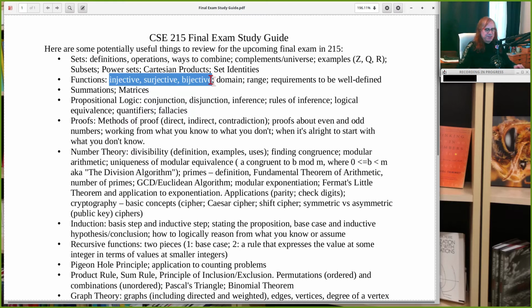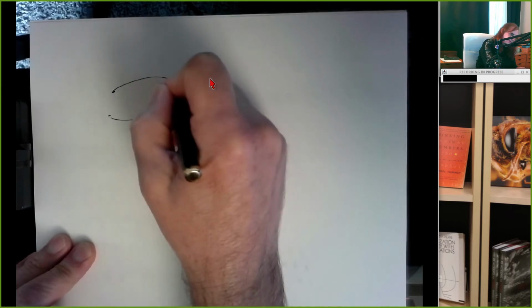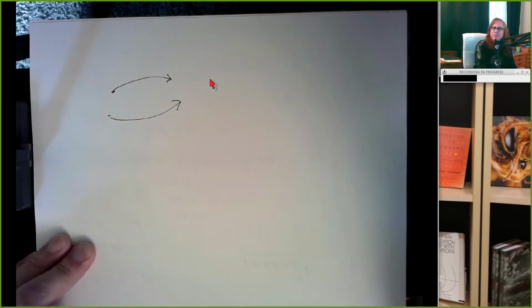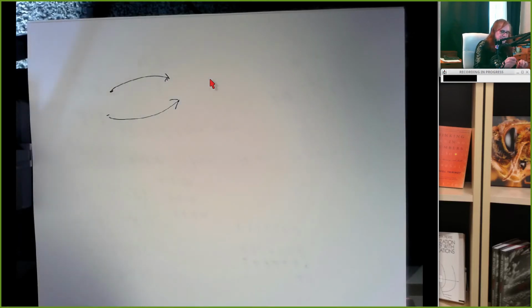Do a quick review on those, right? Injective basically means different things map to different things. So if I have two points over here, if this function is injective, they have to map to different points over here. If they map to the same point, it's no longer an injective function.